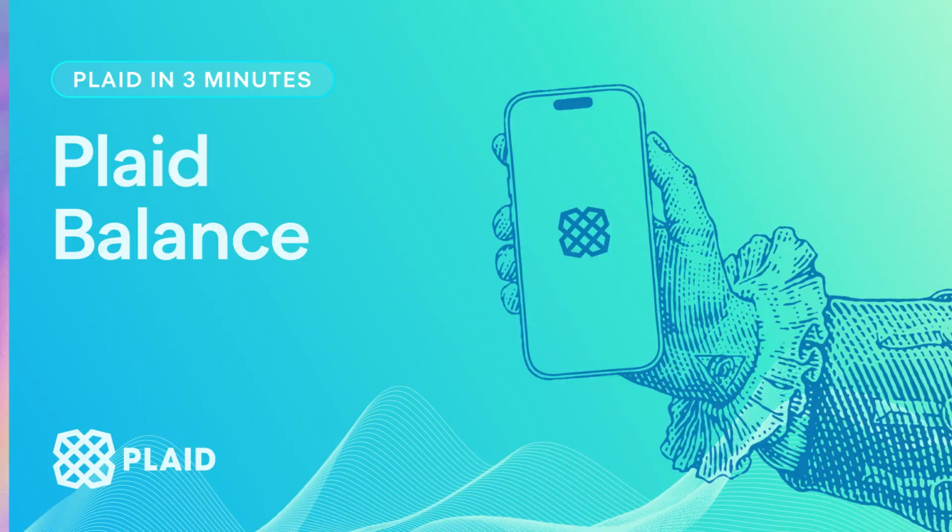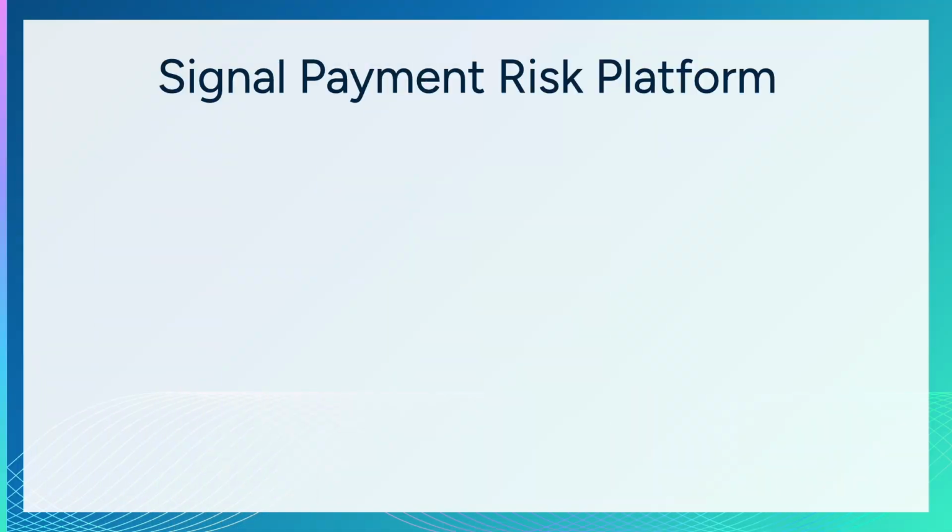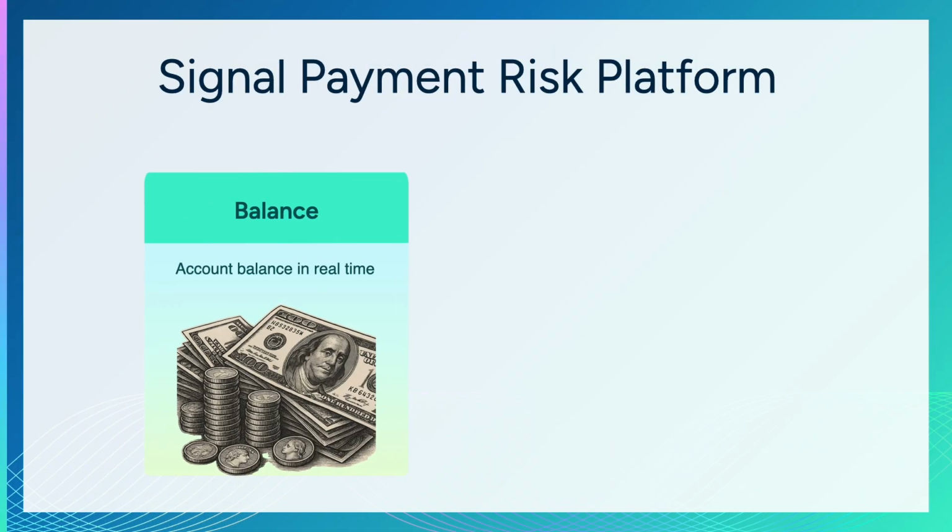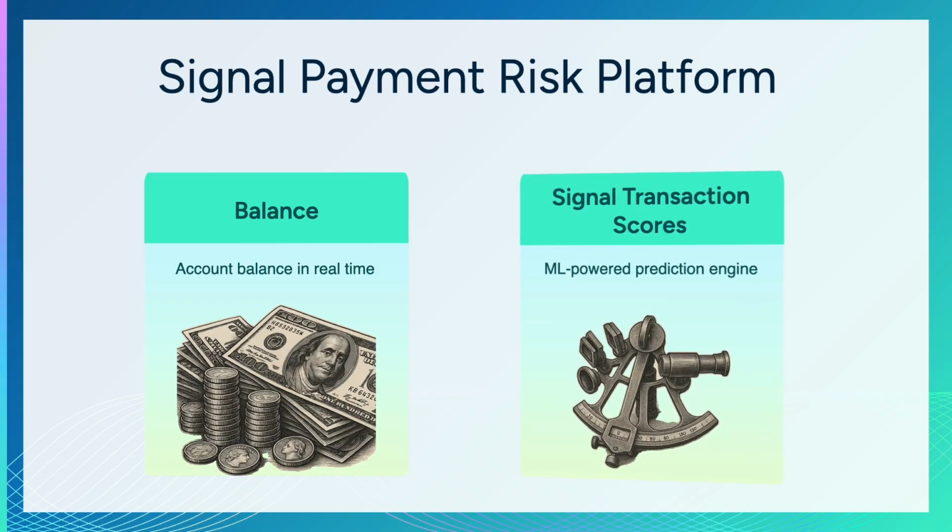The Signal platform is a product family that includes two important products: Balance, which checks an account balance in real time, and Signal Transaction Scores, which uses ML algorithms to predict the chance that a transaction will be returned. But let's talk about Balance today.